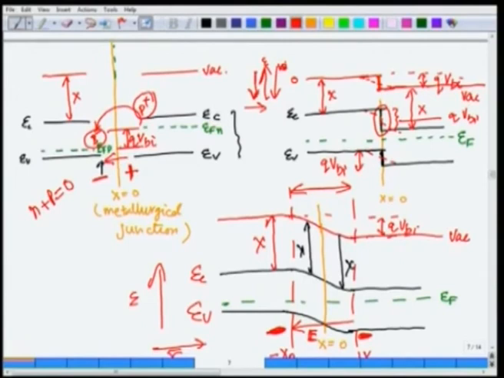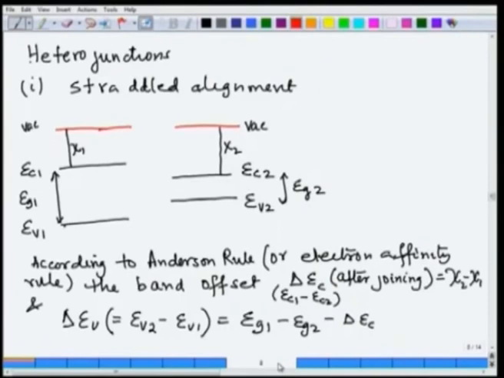But let us now move on to heterostructure, which we may not cover in that much detail later. So this is something where making the band diagram gets a little bit more tricky. But I think now that you have learned some concepts, it will be fairly easy. So, we are now going to talk about heterojunctions, and as a first case, let us take the straddle type alignment.